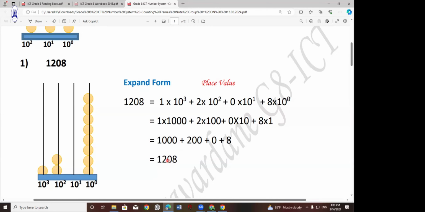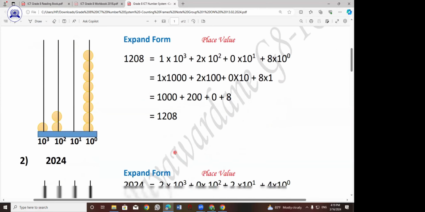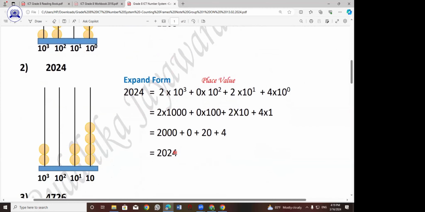So altogether you are getting 1208. If you take another example here, 2024, this is how you do it: 2 into 10 to the power 3 plus 0 into 10 to the power 2 plus 2 into 10 to the power 1 plus 4 into 10 to the power 0. When you expand it, this comes to 2 into 1000, 0 into 100, 2 into 10, 4 into 1. Altogether, you have 2024.